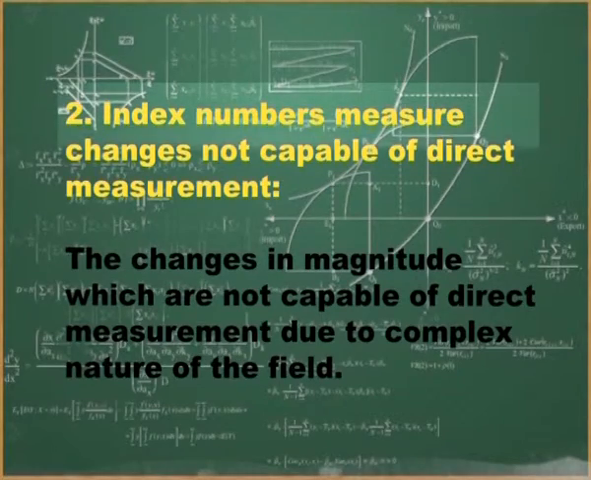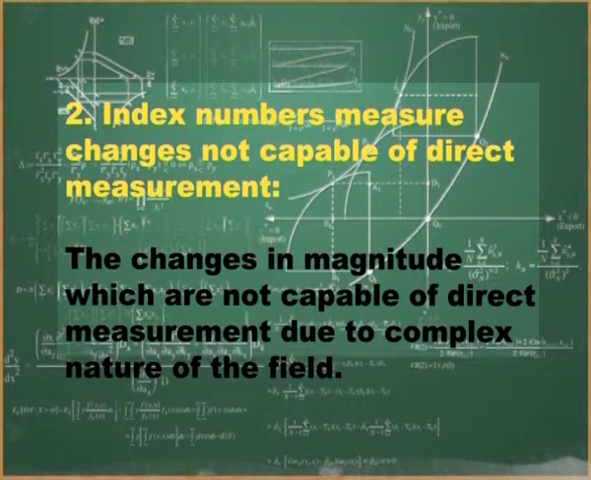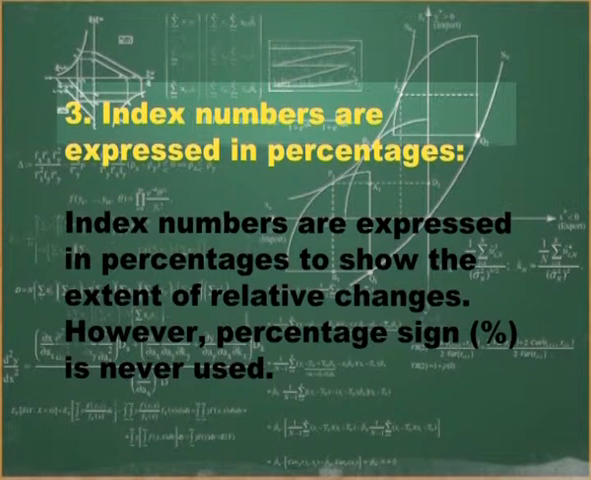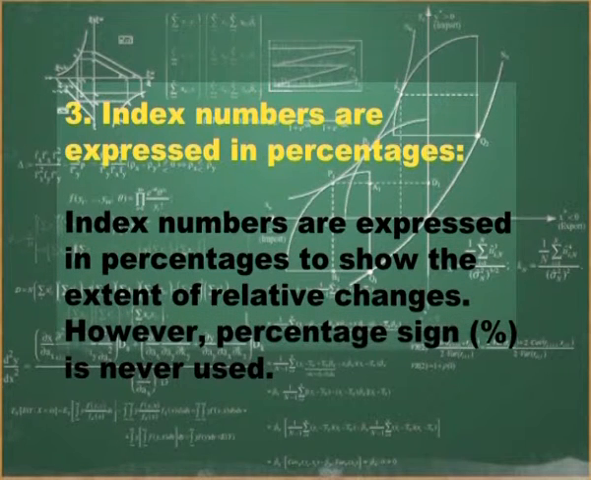Second characteristic, index numbers measure changes not capable of direct measurement. The changes in magnitude which are not capable of direct measurement due to the complex nature of the field. Third one, index numbers are expressed in percentages. Index numbers are expressed in percentages to show the extent of relative changes. However, the percentage sign is never used.